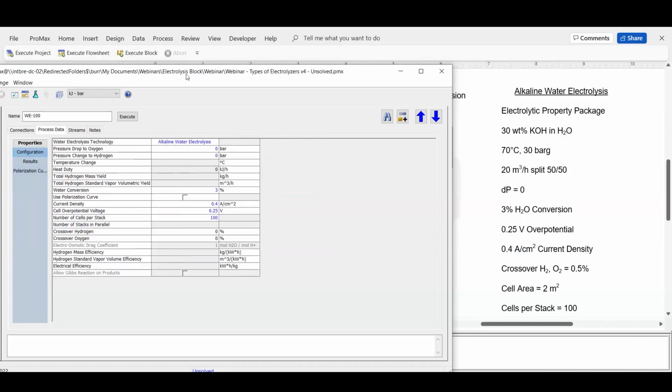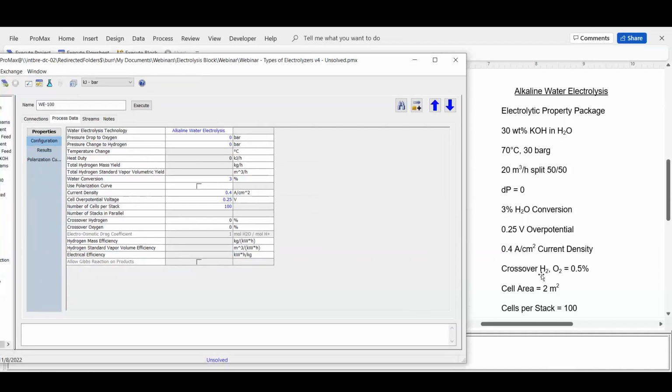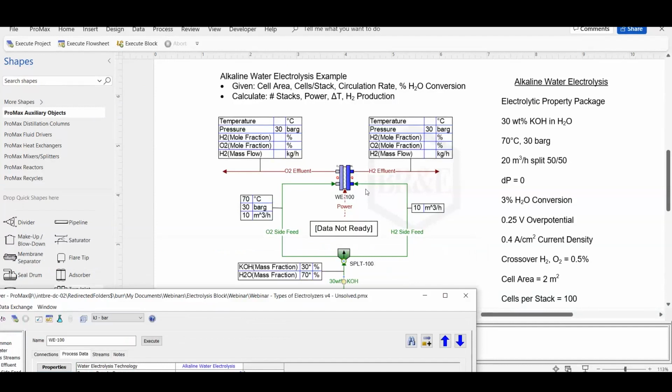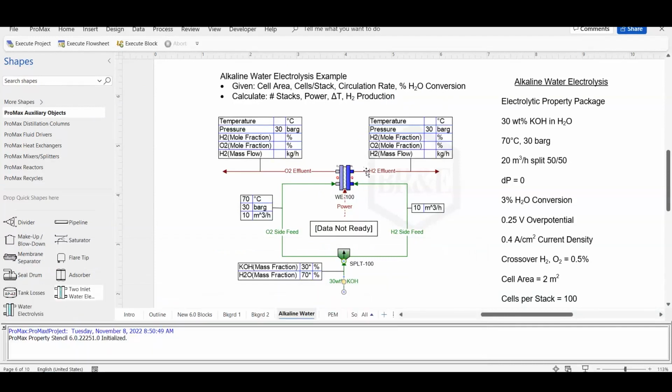And now everything, let's see, we need to also set the crossover hydrogen and oxygen. So, we have KOH solution entering both of these streams, and there is conversion of water into hydrogen and oxygen. So hydrogen is supposed to come out of this right side as the hydrogen product, but there's a small amount of hydrogen that goes the wrong way and ends up in the oxygen product. And that's what we call crossover hydrogen. The same is possible for oxygen.